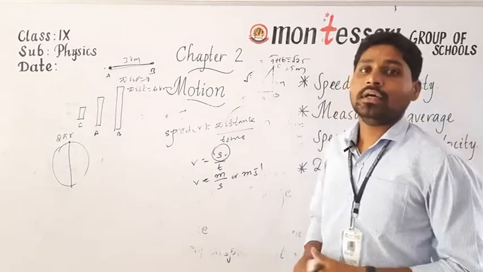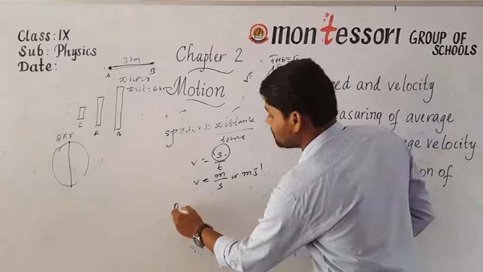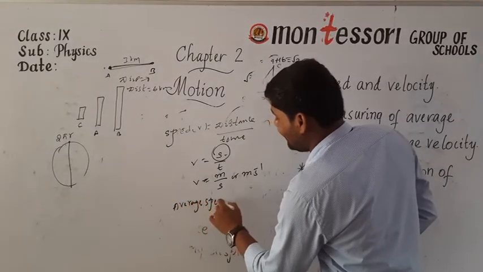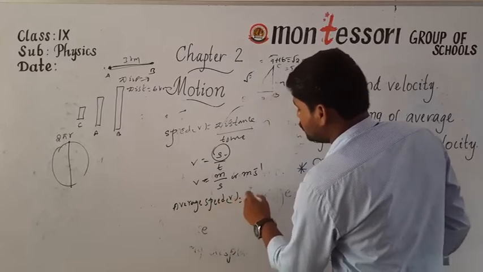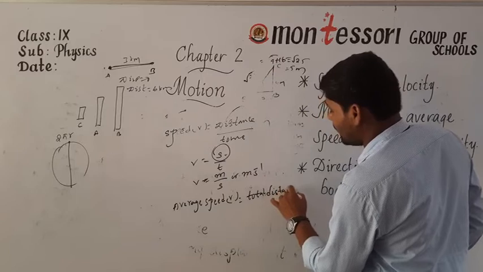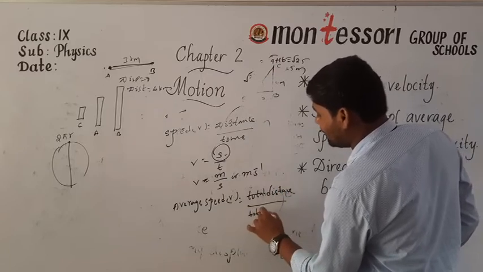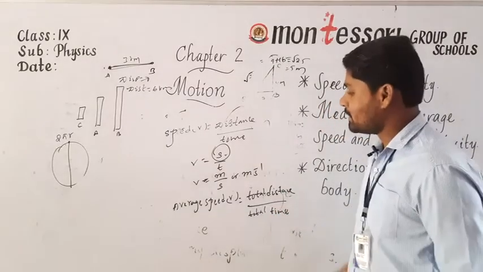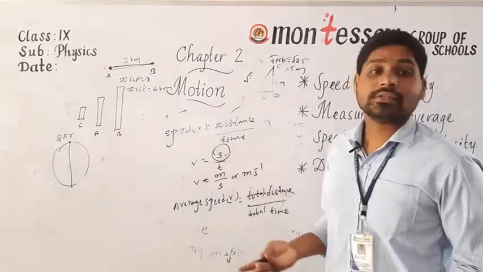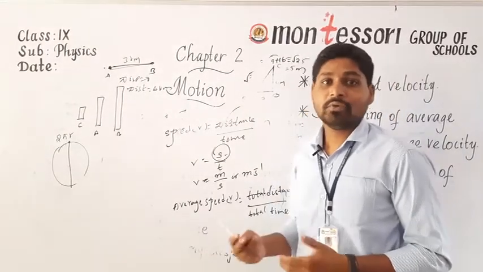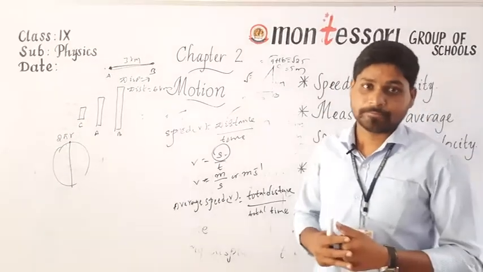One more speed is there, that is average speed. What is average speed here? Total distance by total time taken by the body is nothing but average speed. Units are also the same as speed. Is it clear?